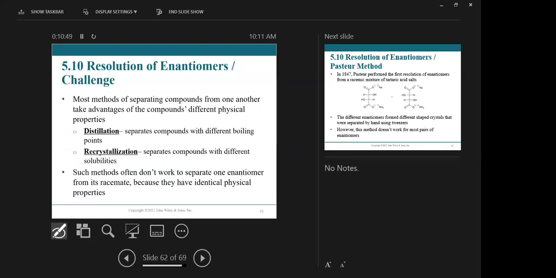It says most methods of separating compounds from one another take advantage of the compounds' different physical properties. Distillation is a separation technique. It separates with different boiling points. Recrystallization separates compounds with different solubilities.